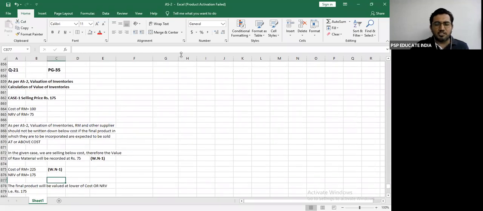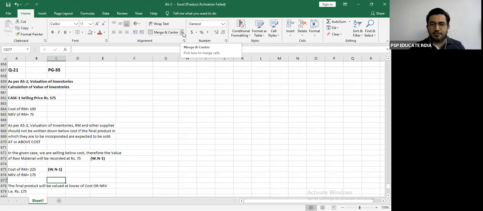Take it down properly. Once you're done, please put it on the chat box that you're done so that we can proceed to the last question of this accounting standard, question number 21. Sorry, question 21 we just did. I guess it is question 23. Yes, question 23, the last question of the standard.